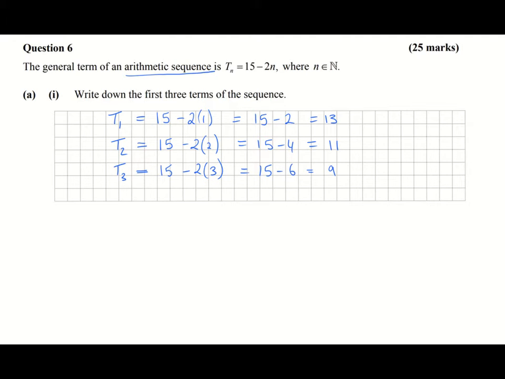And I know this is an arithmetic sequence because I can see that I am adding the same amount each time. I'm adding minus 2 each time. So it gives me a hint that I'm going in the right direction.